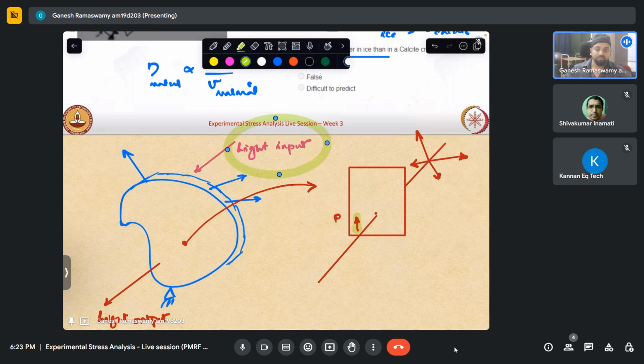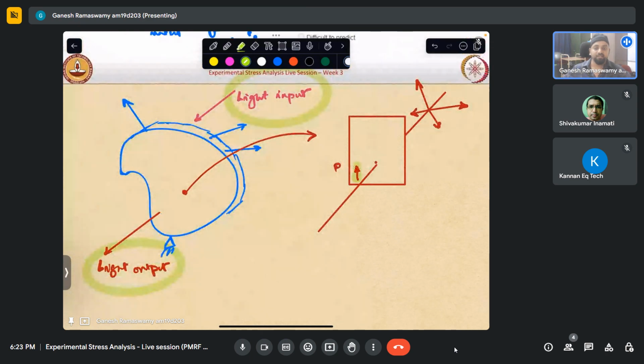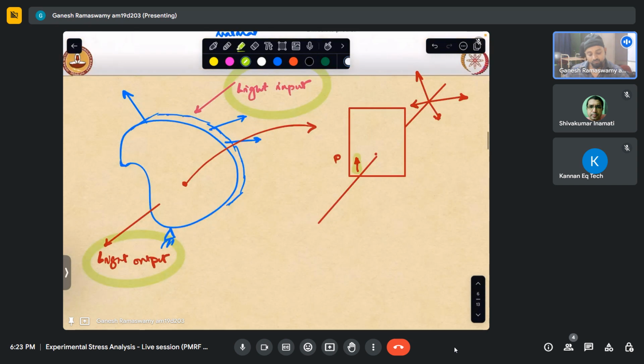Once we know all the characteristics, we can record what the output is, and based on our knowledge of the initial input light that was impinged on it, we can deduce what is the difference that was brought about because of the stressed model, which is our purpose of analysis, the main motive in our stress analysis. So this is just a brief theory. So now we can clearly see.